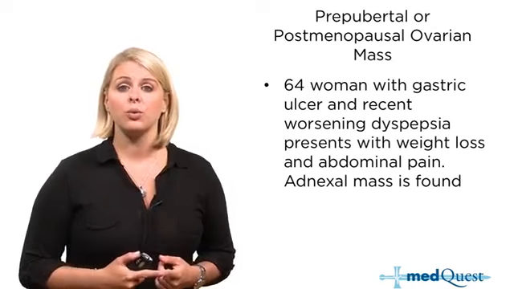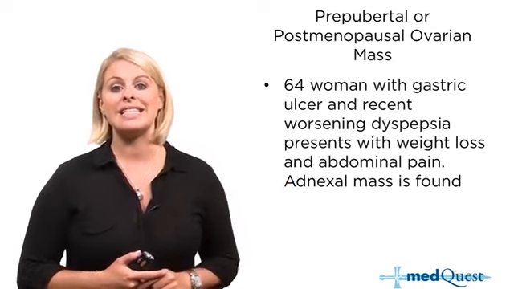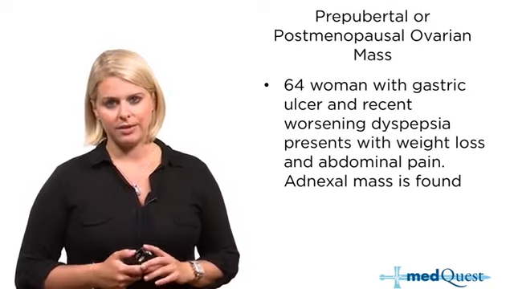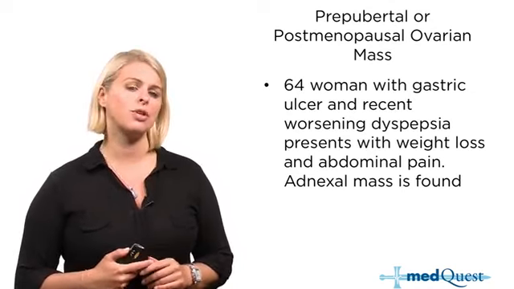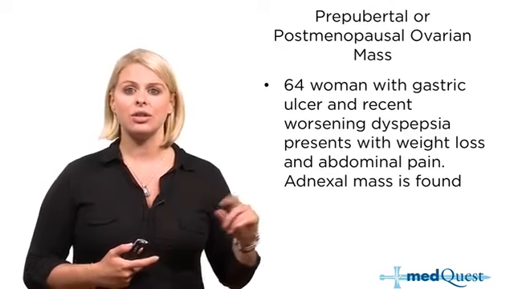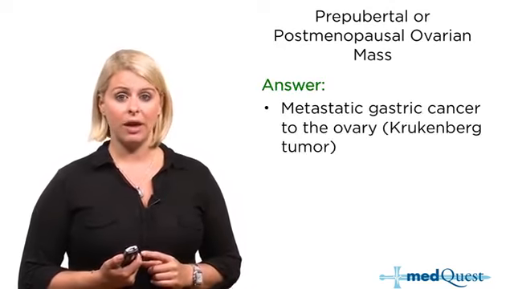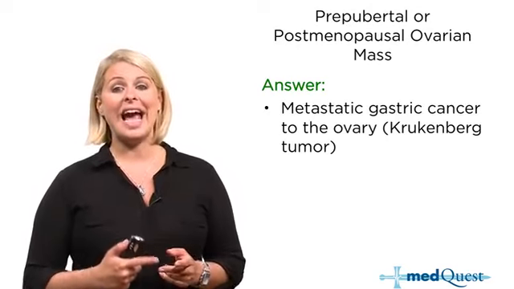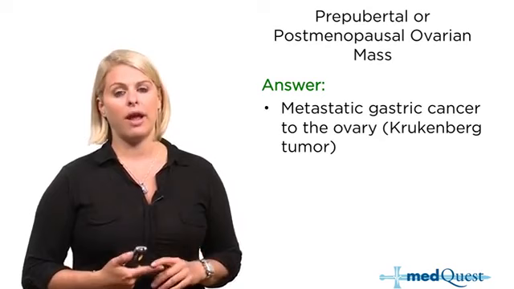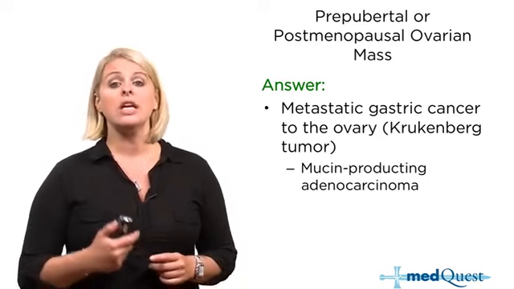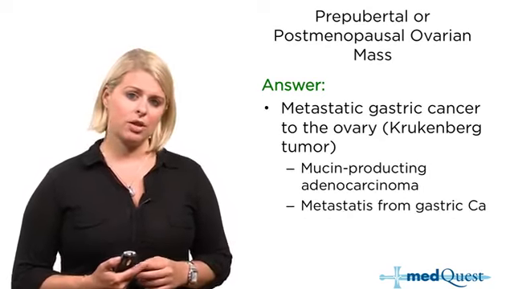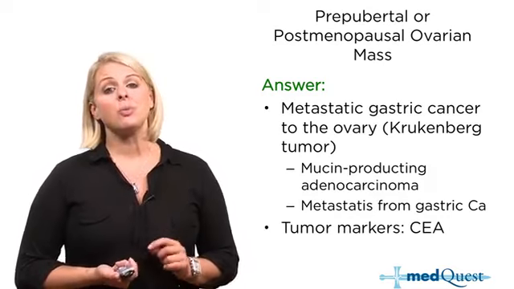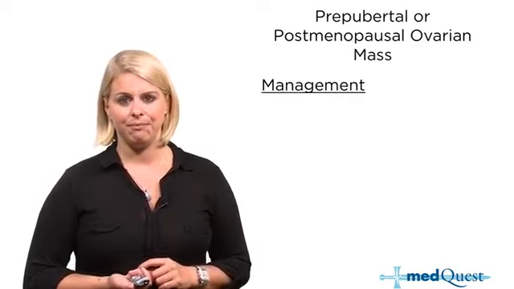A 64-year-old woman with gastric ulcer and dyspepsia with weight loss and abdominal pain, an adnexal mass is found. All right, so which one of the tumors is associated with gastric ulcers and dyspepsia? Well, it's going to be a Krukenberg tumor. Krukenberg tumor is a metastatic gastric cancer that has metastasized to the ovary. It's a mucin-producing adenocarcinoma, and it is metastasis from the gastric CA. Your tumor marker is going to be a CEA.